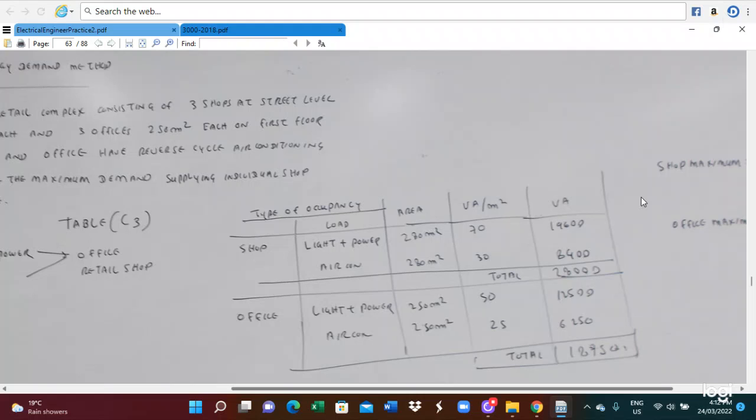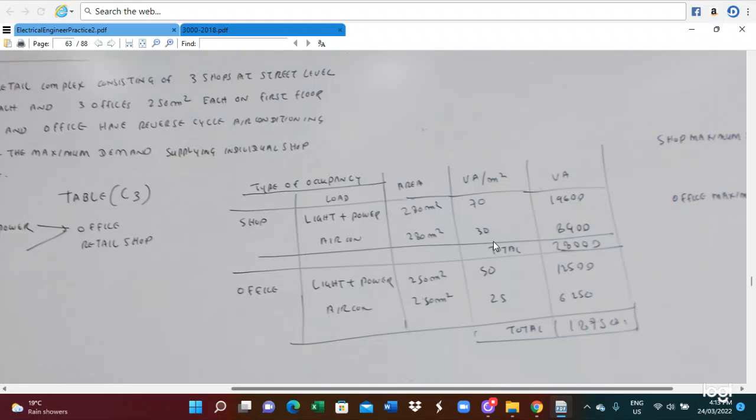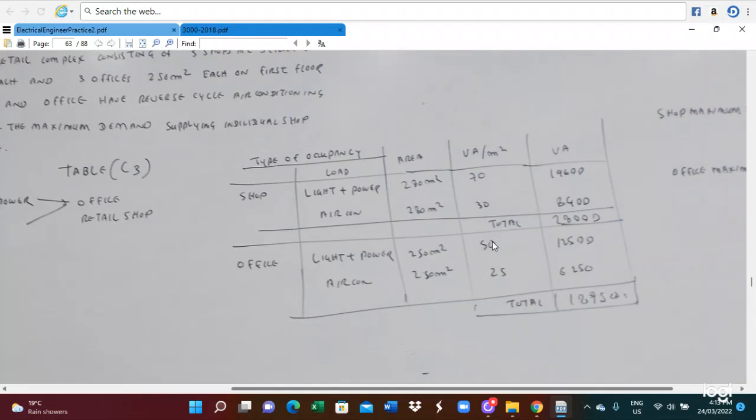For the office light and power, the area is 250 square meters at 50 volt-amperes per square meter. So 50 multiplied by 250 gives 12500. For the air conditioning, the dimension is 250 square meters at 25 volt-amperes per square meter, so you multiply and get 6250. We add everything together and we get 47350. This is what we calculate for the test problem.